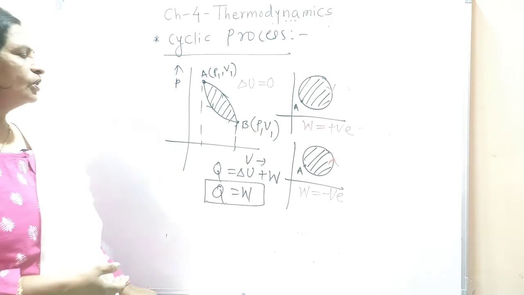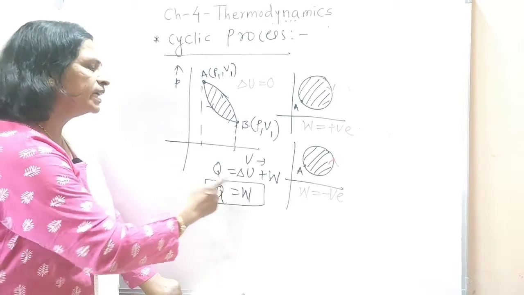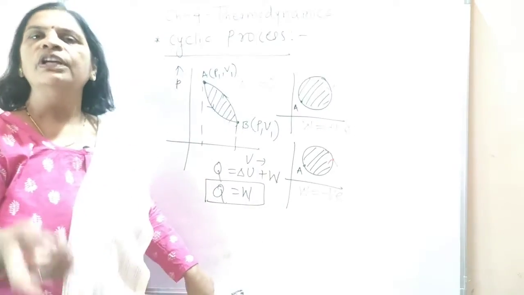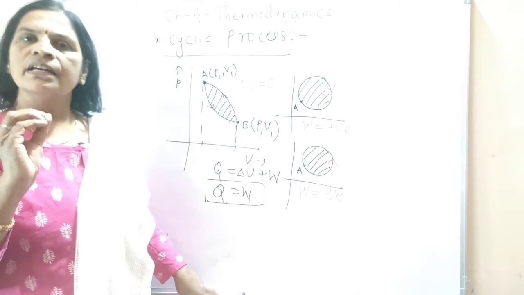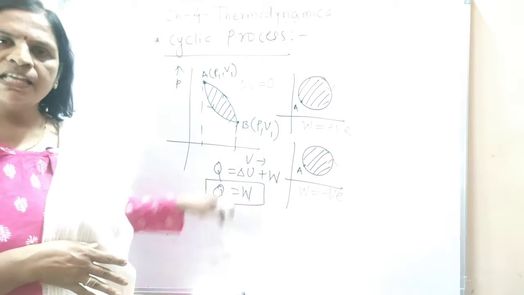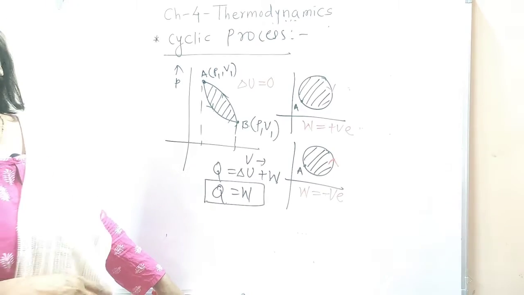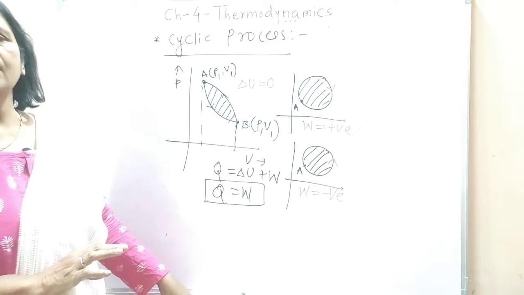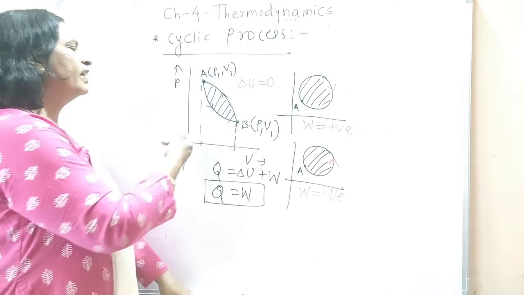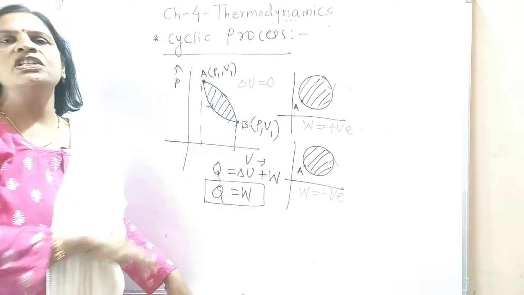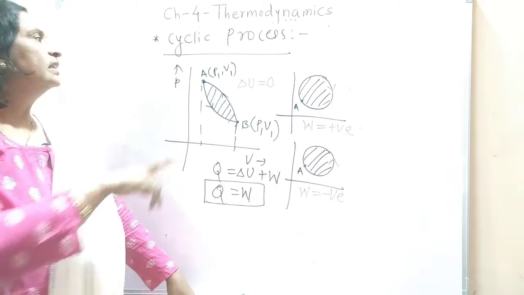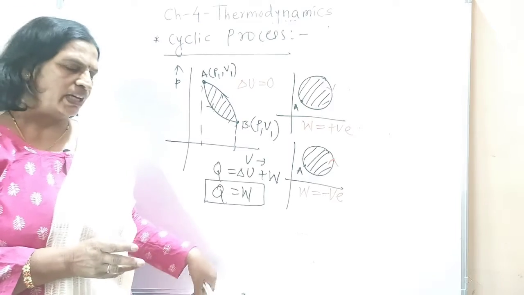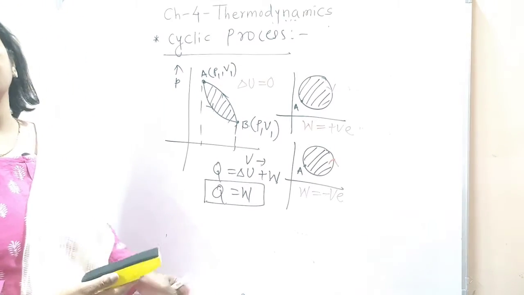In case of isothermal change also, Q is equal to W and change in internal energy is 0. In case of an isothermal change that is the same, but there is some difference. A change which occurs at constant temperature is called an isothermal change, and when a system returns to its initial state again and again, that process is called a cyclic process. This is the difference between isothermal change and cyclic change.